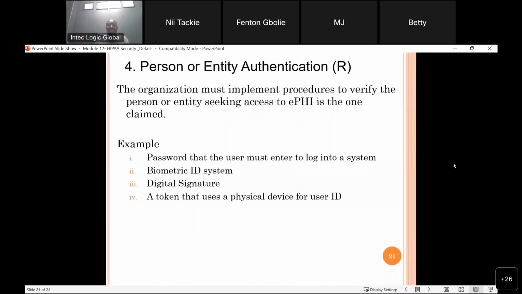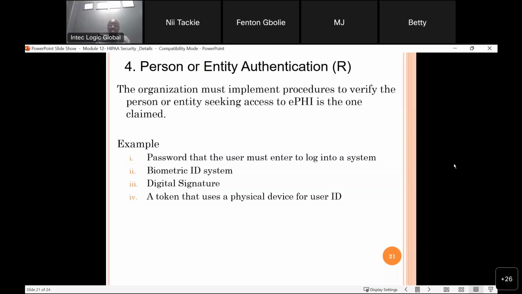Person or entity authentication. The organization must implement procedures to verify that the person or entity seeking access to ePHI is the one claimed, right? There needs to be a process. I think Kingsley said it, right?